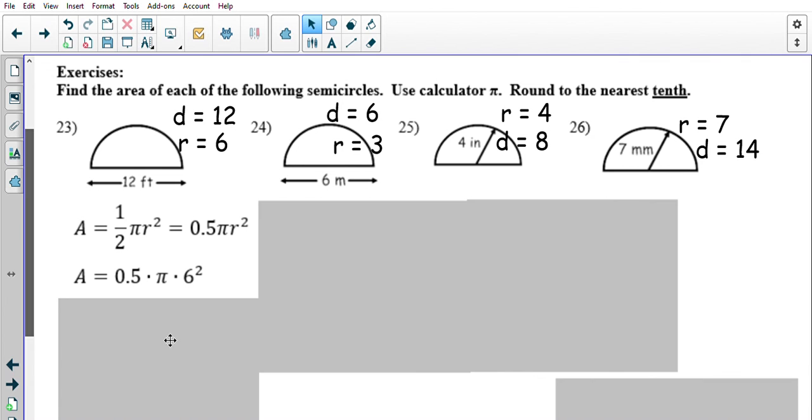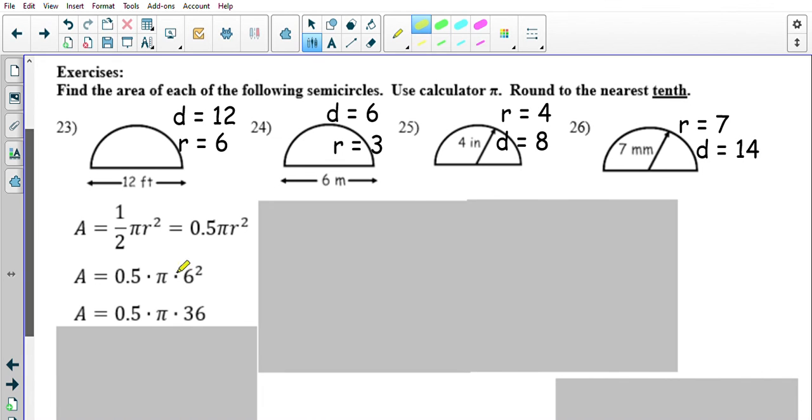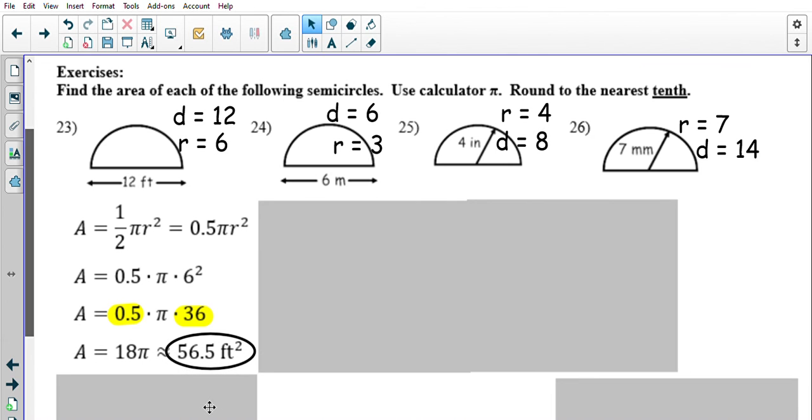So I took 0.5 times pi times 6 squared. 6 squared is 36. I then did 36 times a half, or 36 times 0.5, which is 18 pi. So I end up getting a solution of 18 pi. That is about 56.5 feet squared. Again, you could do pi times 6 squared, get an answer, divide by 2. So that would get you 36 pi, divided by 2 is 18 pi, which again is about 56.5 feet squared.